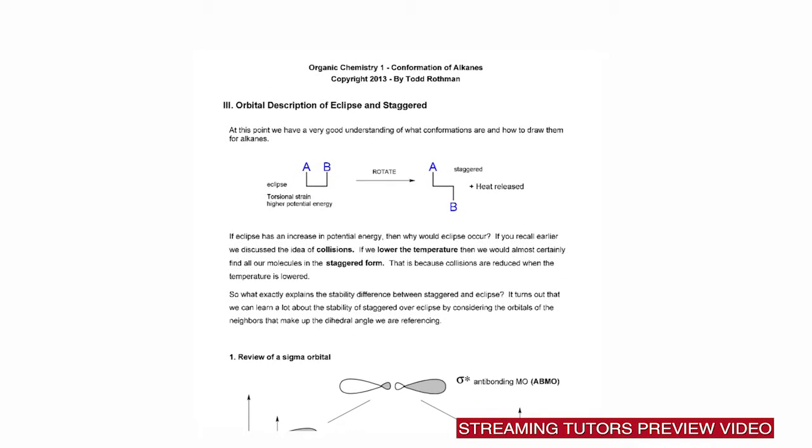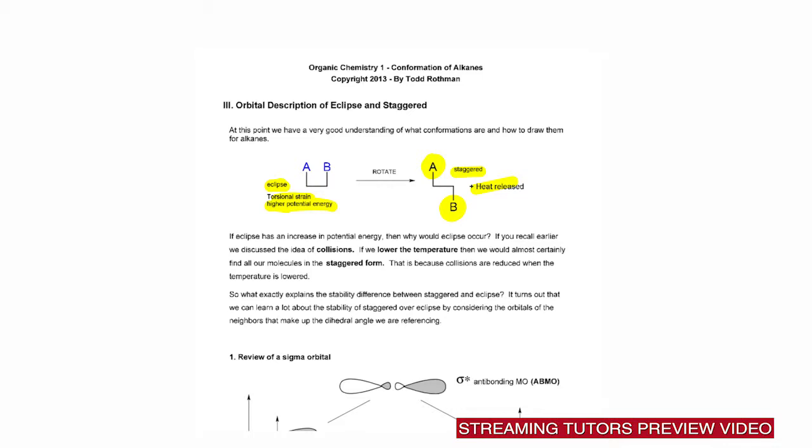The first thing I want to point out is, of course, eclipsed has torsional strain. It has higher potential energy. It's more unstable when it has more torsional strain, or when it's eclipsed, it's high in energy. Whereas when they're staggered, when the two groups of reference are anti, or 180 degrees from each other, remember anti is the reference of two things that are 180 apart, well, that's called staggered. And that is where the heat is released, right? So you could think about it like this.